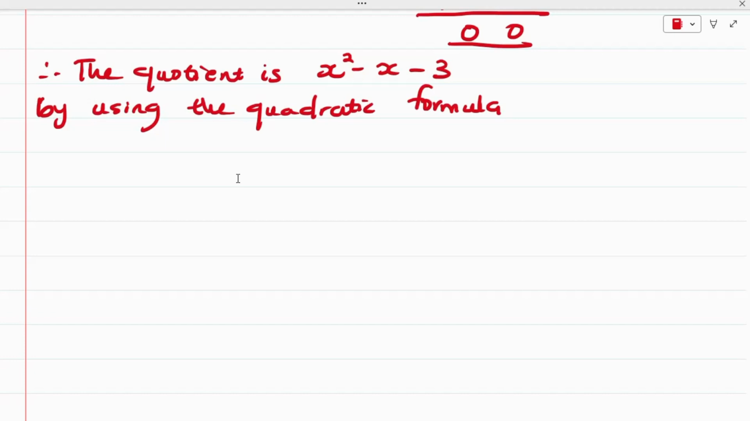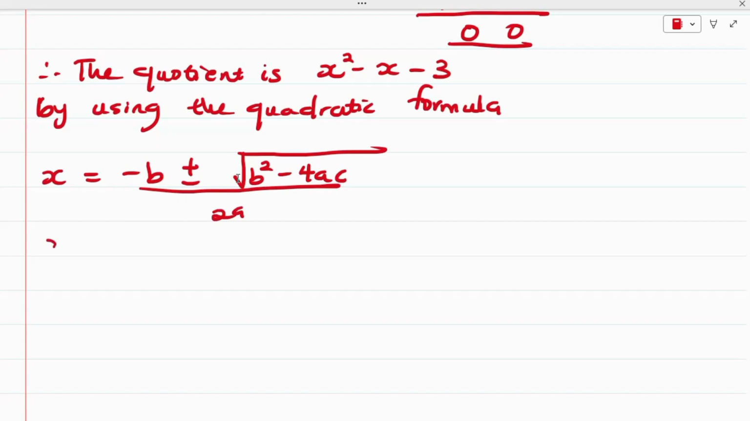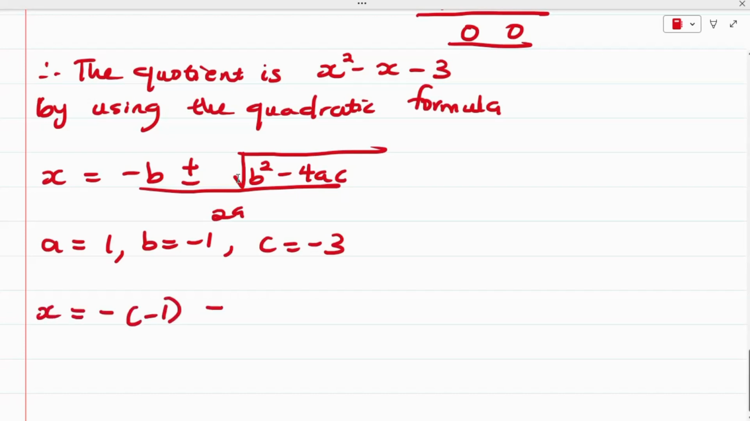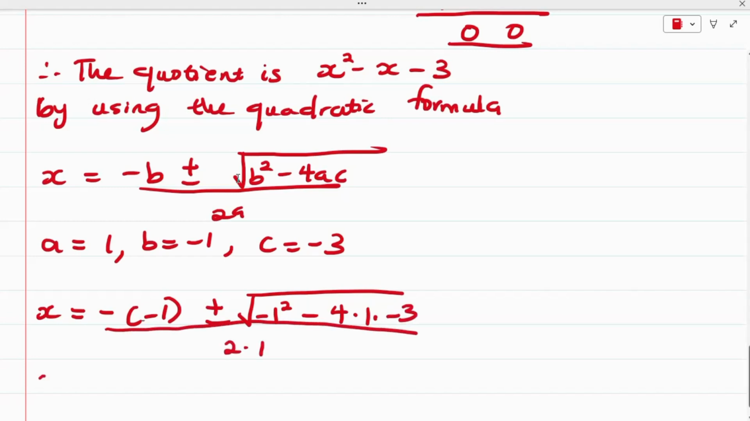So apply the quadratic formula that says x is equals to minus b plus minus the square root of b squared minus 4ac all over 2a, and we have that a is equals to 1, b is equals to minus 1, and c is equals to minus 3. So right here we have that x is equals to minus into minus 1 plus minus the square root of b squared, which is negative 1 squared, minus 4 multiply a, which is 1, multiply c, which is negative 3, all over 2 multiply 1.